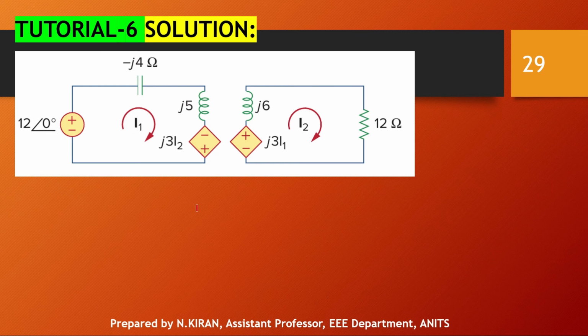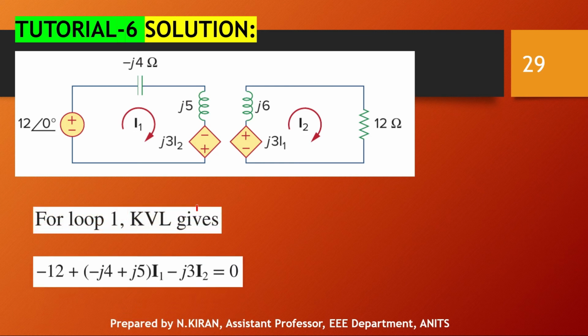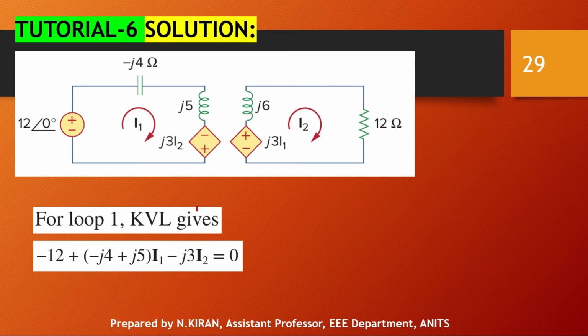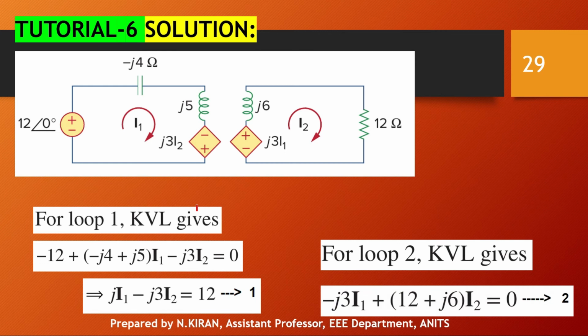Now applying KVL to both the loops, the first equation will be nothing but minus 12 plus minus j4 into I1 plus j5 into I1 minus j3 into I2 is equal to 0. The second equation will be nothing but minus j3 into I1 plus j6 into I2 plus 12 into I2 is equal to 0.